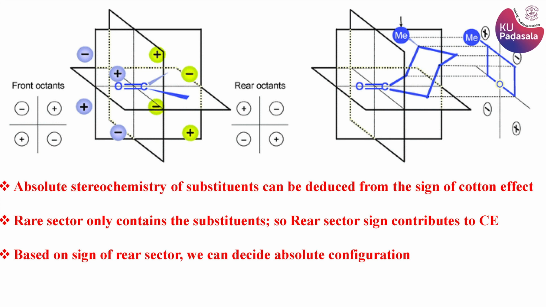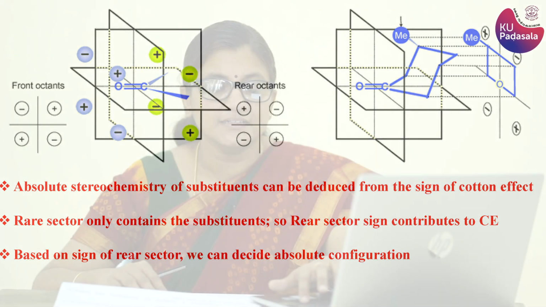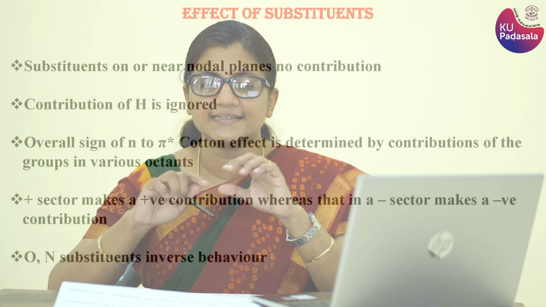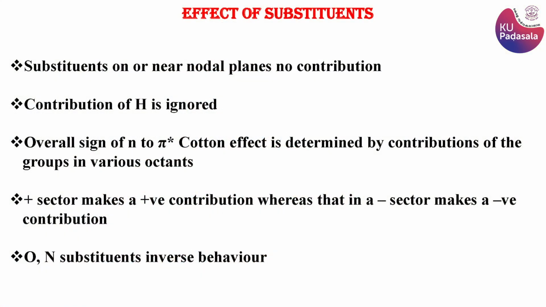From the Octant rule we can see how the rear sector contribution comes in. The lower left and the upper right make a negative contribution to the Cotton effect, whereas the lower right and upper left make a positive contribution. Along with that, we should also understand that substituents lying in the nodal plane do not make any contribution, and the contribution of a hydrogen atom is ignored. It is very small, so it is ignored.